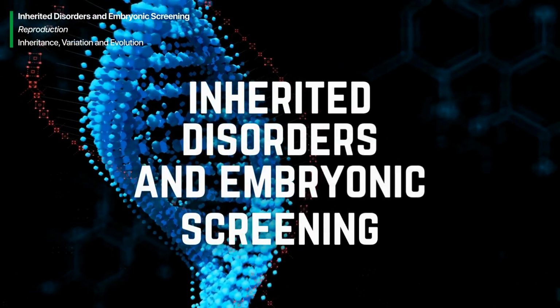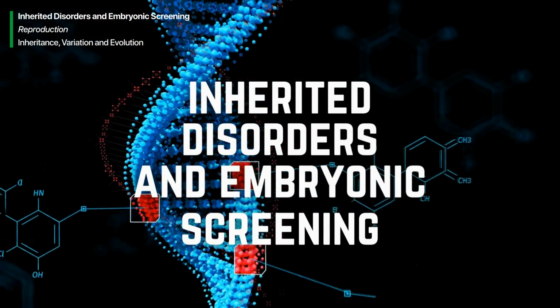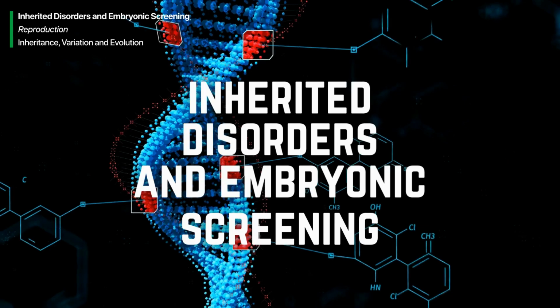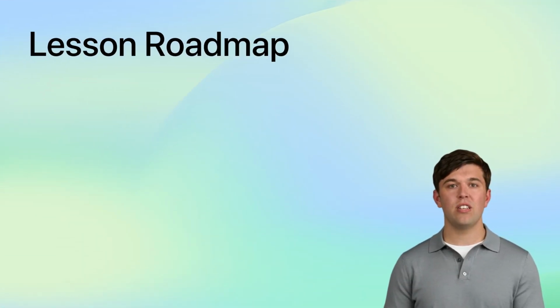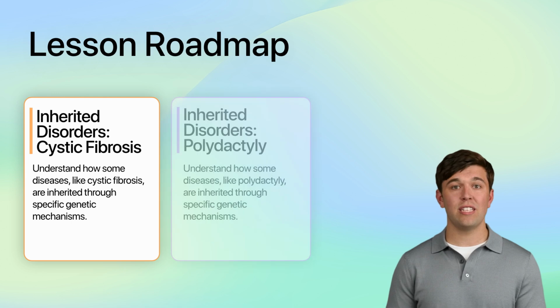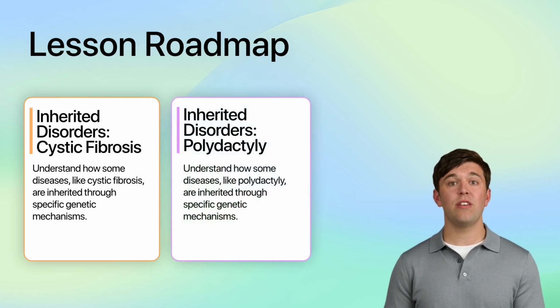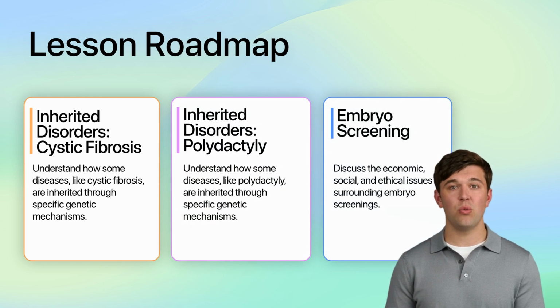Welcome to today's lesson on inherited disorders, where we will explore the genetic basis of certain diseases and the implications of embryo screening. In our lesson today, you'll understand how some diseases, like cystic fibrosis and polydactyly, are inherited through specific genetic mechanisms. We will then discuss the economic, social, and ethical issues surrounding embryo screenings.